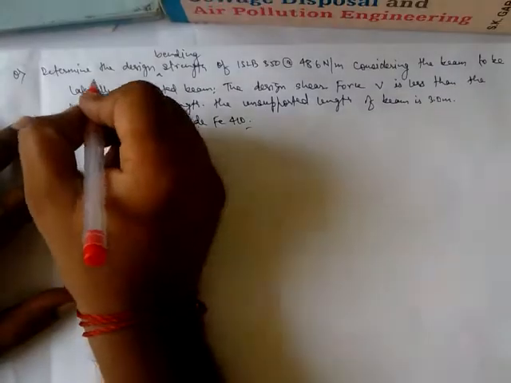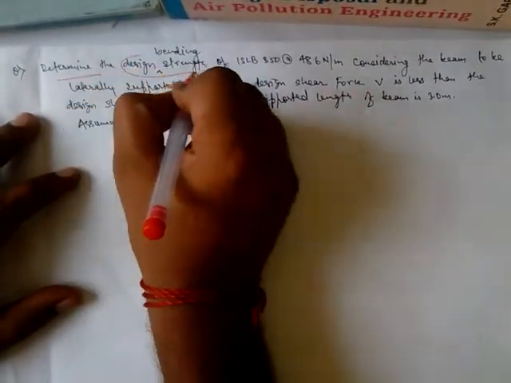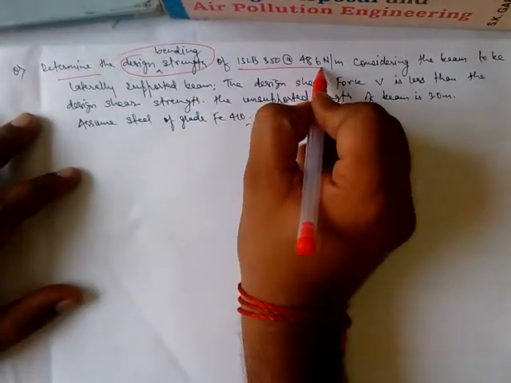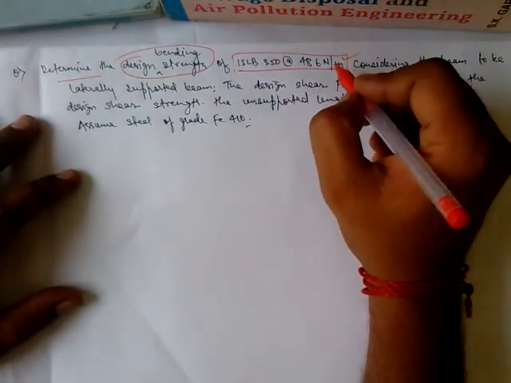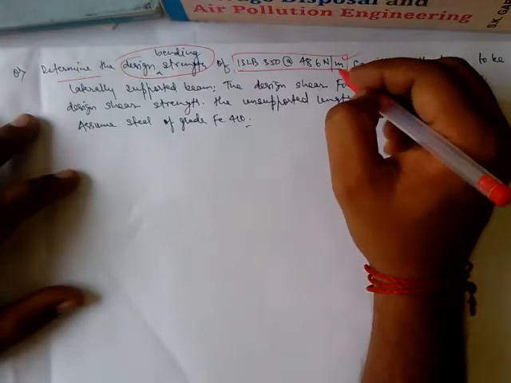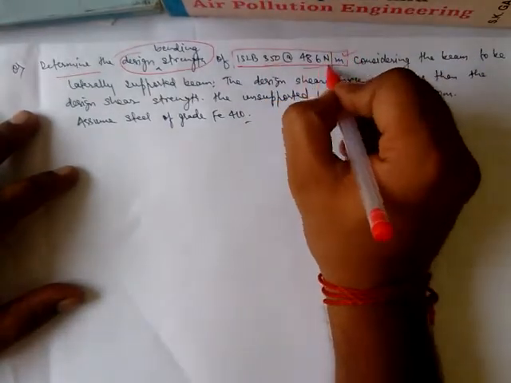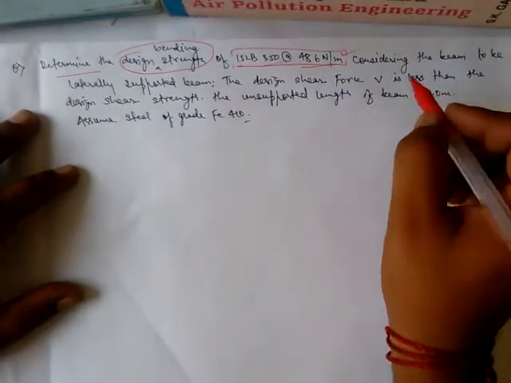Hey guys, in the last session we have seen the theory portion, that is deflection, web crippling, web buckling, like that. And in this session we will solve a numerical problem based on design of beam. So the numerical is: determine the design bending strength of ISLB 350 @ 486 N/m. Means we have to find the other properties or the data related to ISLB 350 @ 486 N/m from the steel table.